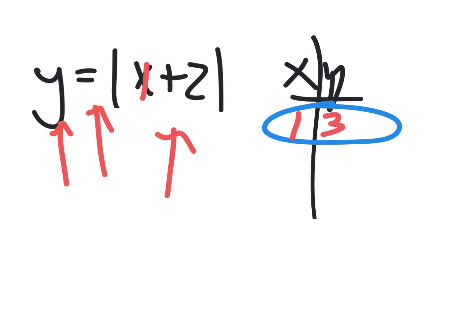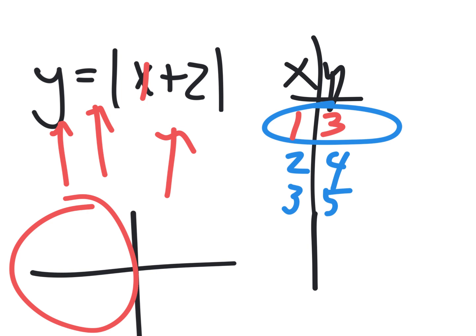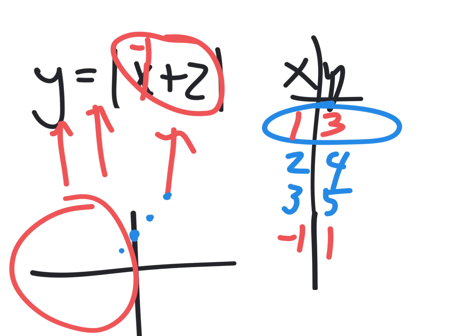All right, here's a few more good ones. 2 would give you a 4. 3 would give you a 5. And I said always put in a negative 1, because that way you'll get a point that's somewhere in this side of the graph. Negative 1 goes in, and I get negative 1, comes out positive 1, and then the absolute value keeps it positive, and y equals 1. So here's my points. 1, 3, 2, 4, 3, 5, and negative 1, 1.